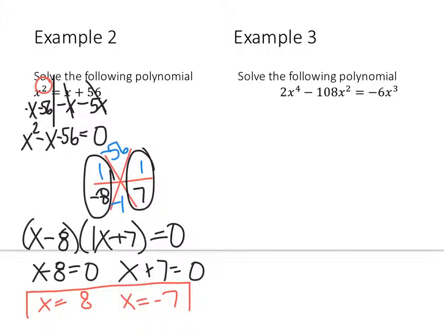Example 3 is a little different. There's still 3 terms, but again, it's not set equal to 0. I look for the highest exponent, that's 4 on this side. And since this is already a positive, I'm going to take 6x to the third. I'm going to move it over here. Since none of these terms have the same exponent, I can't combine anything, so I just write them all in a row.